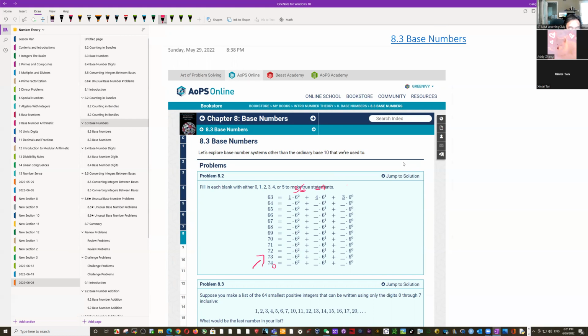We need 60 plus 4. So this is still the same, 1, 4. And that's going to be 4, because we are allowed to increase 4 to 4. Then this is 1, 4.